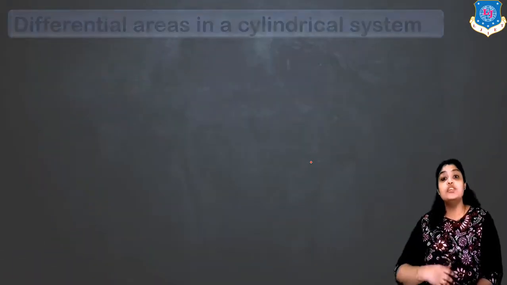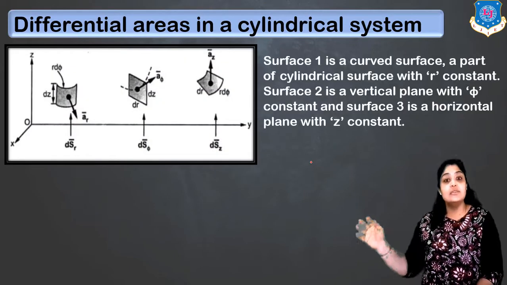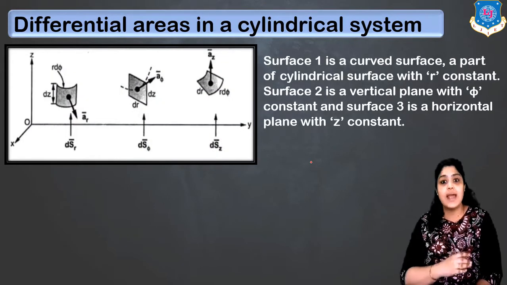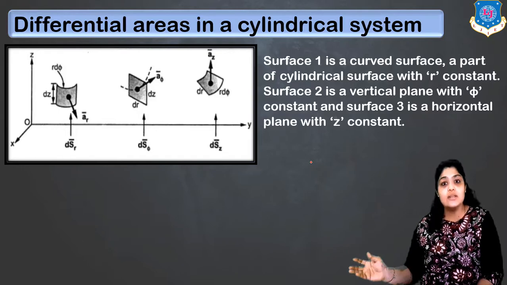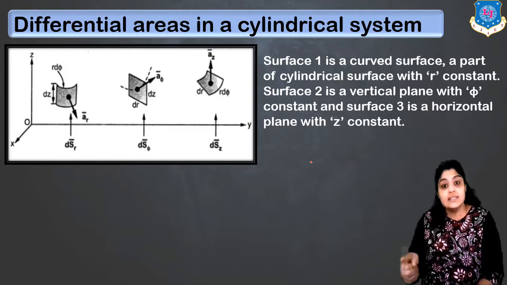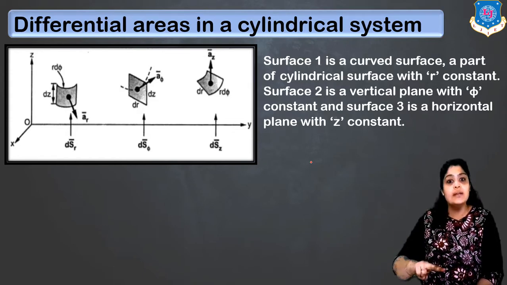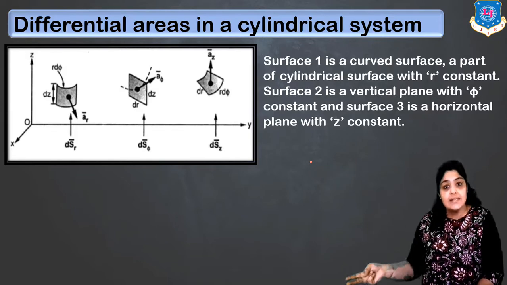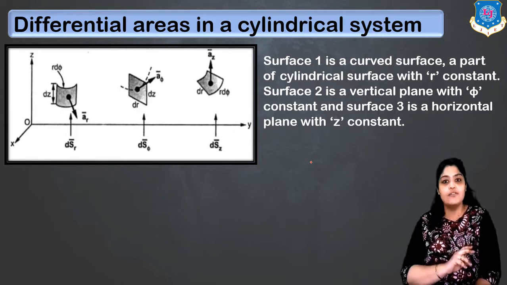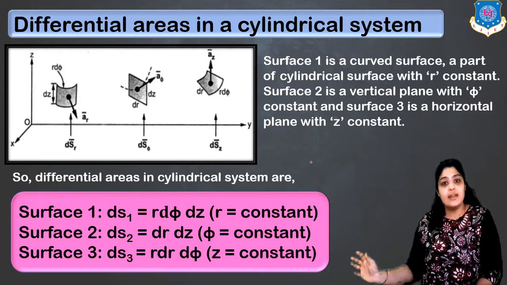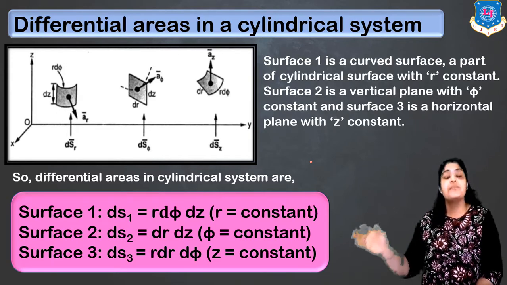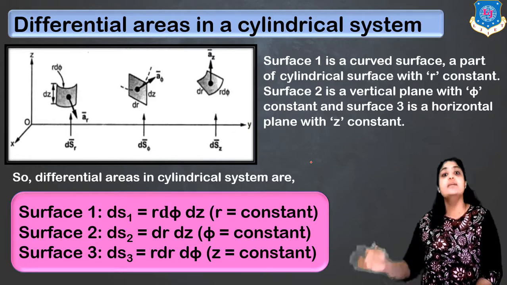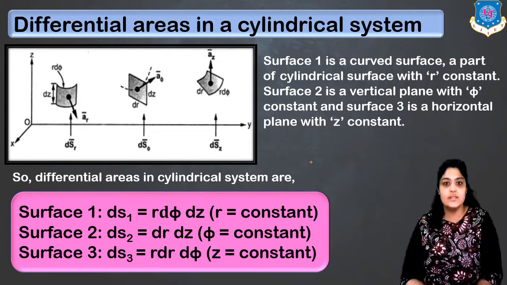Now let's move on to differential areas in a cylindrical system. These are the three surfaces which were also shown in the animation. You can see the first one where r is constant. Suppose I consider r as a constant, I would be getting r d phi and dz. Suppose I take phi as a constant, I would be getting dr dz. And suppose I take z equal to constant, I will be getting dr into r d phi. That means I have the three differential areas as r d phi into dz when r is a constant, dr dz when phi is a constant, r dr into d phi when z is a constant.